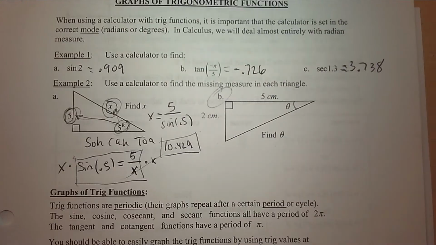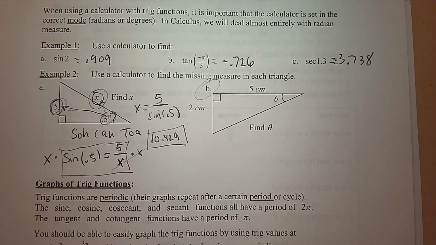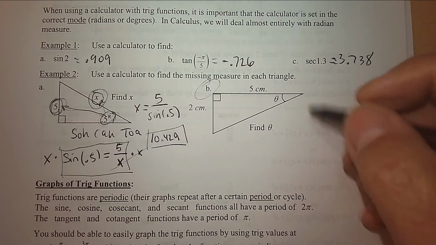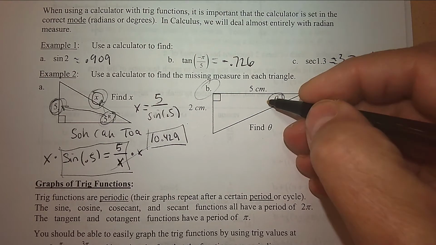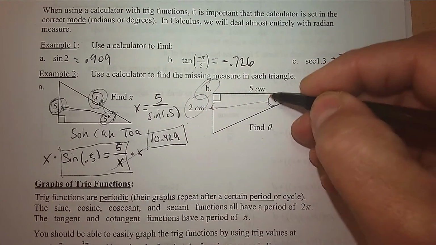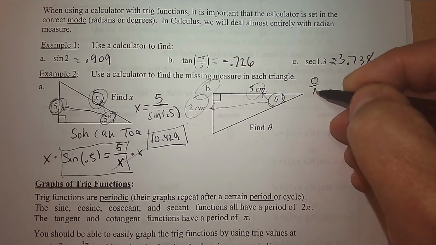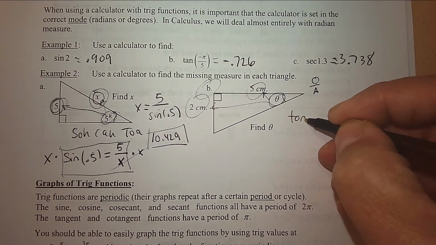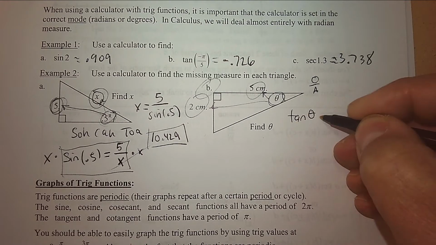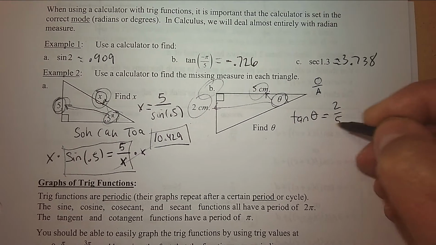All right. B. How would I solve for theta? Tangent. So when I look at the unknown angle, what's given is the opposite. What's given is the adjacent. Don't know the hypotenuse. So opposite over adjacent. Yes, that is tangent. So it's 2 over 5.